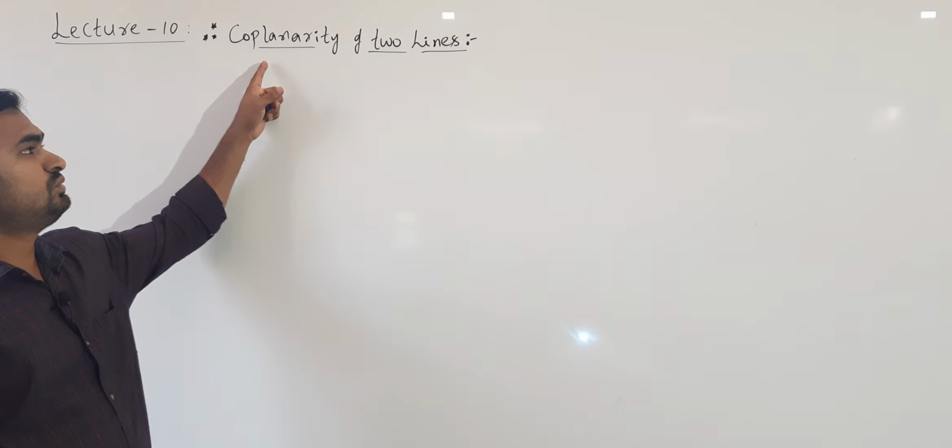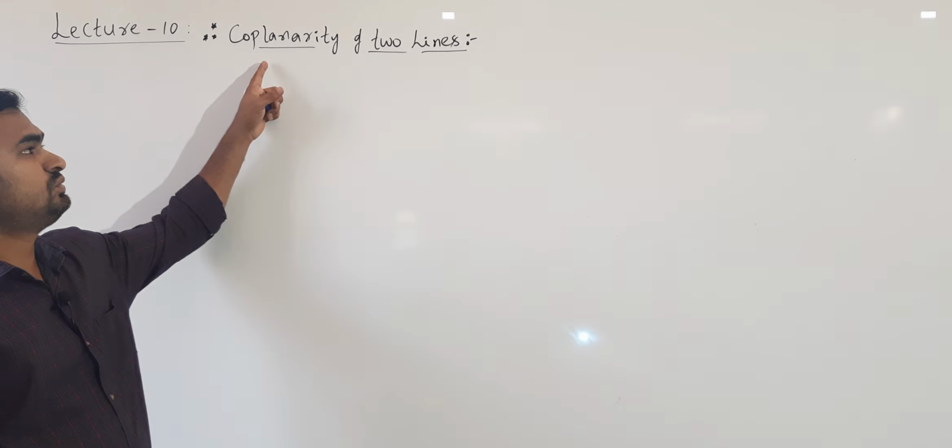So first let us take two lines. Again here we will derive the condition both in vector as well as Cartesian form. Let L1: r bar equal to a1 bar plus lambda b1 bar, and L2: r bar equal to a2 bar plus mu b2 bar be two coplanar lines. Be two coplanar lines means they are lying in the same plane.